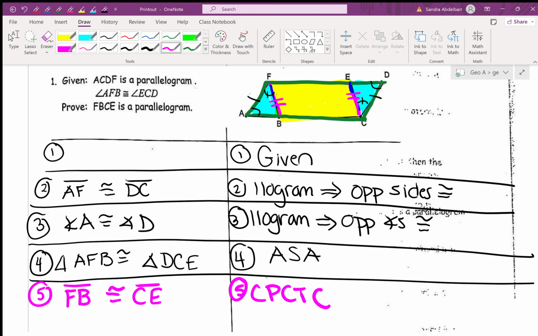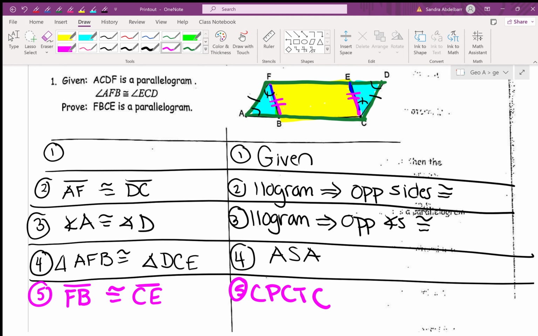That's one pair of opposite sides congruent. Is that enough? No. We either need to try to get this pair of opposite sides to also be parallel, or I can try to get FE and BC to be congruent. Do we agree those are our two options right here?